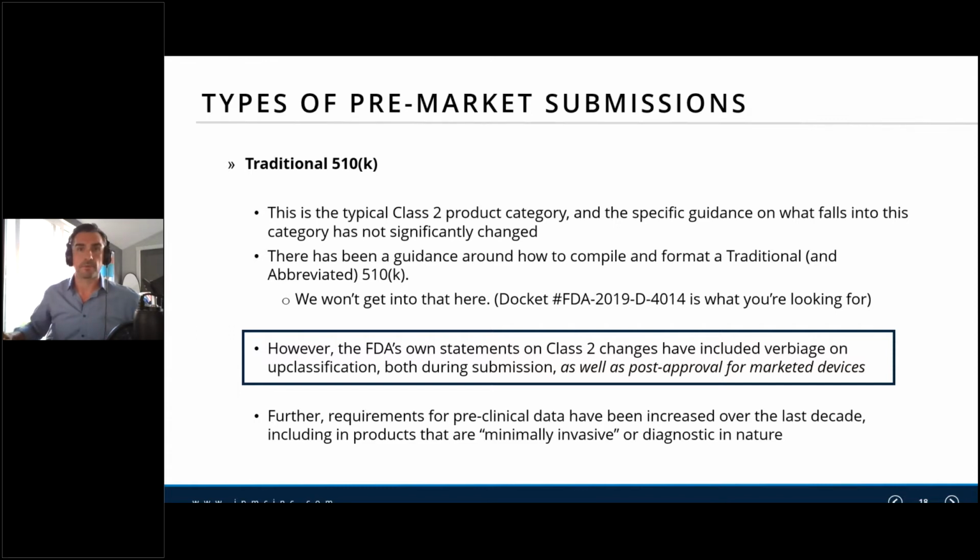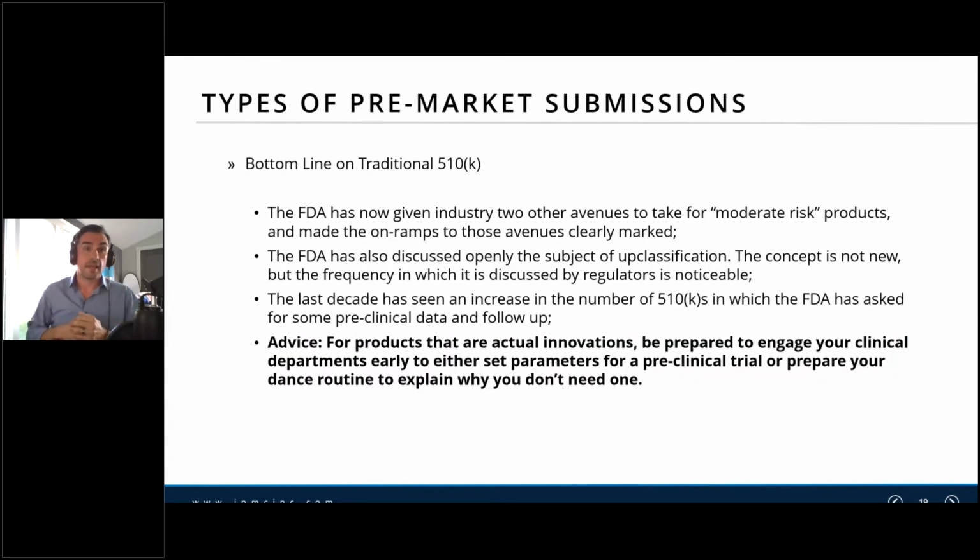So again, the bottom line on the traditional 510K, right? The FDA has now given industry two other avenues to take for moderate risk products and made the on-ramps to those avenues clearly marked. So if you're not going to take the special or the abbreviated 510K on-ramp, they're going to want to know why, right? They're going to pay very, very careful attention to you. I'm not saying that's a bad thing. I'm just saying that's it, right? They discussed upclassification openly and more aggressively than they have in the past. And the last decade has seen an increase in the number of 510Ks in which the FDA has required actual patient data and follow-up before they'll accept the submission.